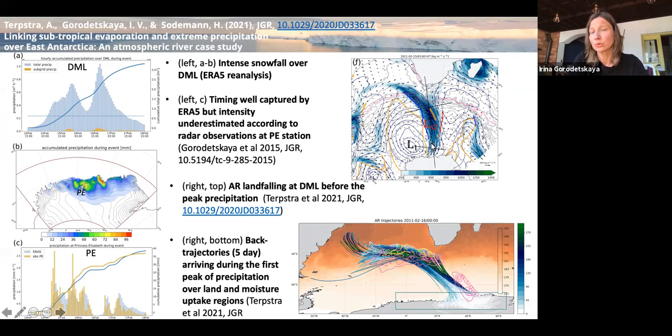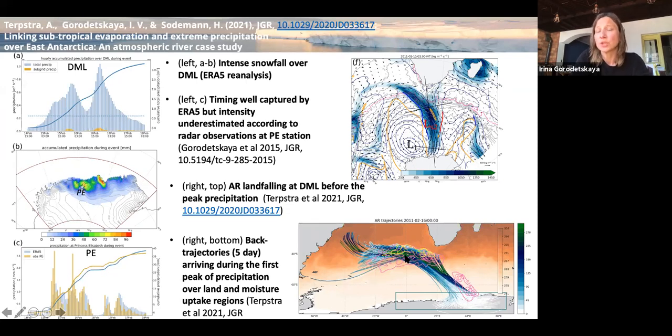So we have the pre-cold frontal convergence and really strong moisture transport. And actually, the moisture was coming from subtropical latitudes. Here we know this because we are doing the back trajectory analysis, shown here on the bottom.